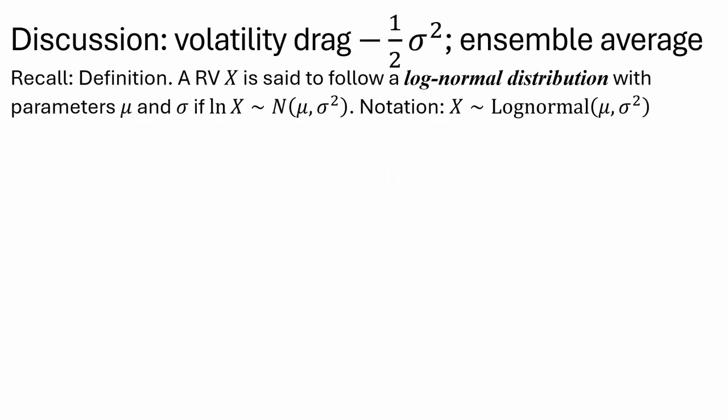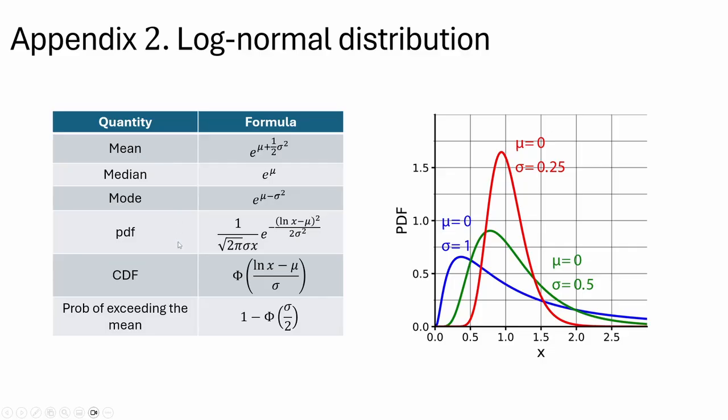Showing that requires the knowledge about the log normal distribution. And here's the definition. A random variable X is said to follow a log normal distribution with parameters mu and sigma if the natural log of X follows the normal distribution with mean mu and variance sigma squared. It's important to note that mu and sigma are not the mean or standard deviation of the log normal distribution. And here are some of the numerical characteristics of the log normal distribution in Appendix 2, in which we also derive these formulas. The details are in the slides.